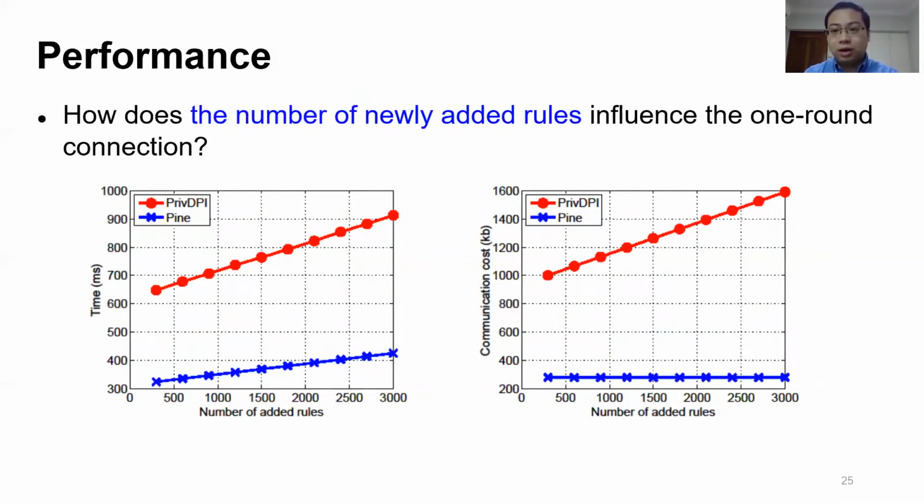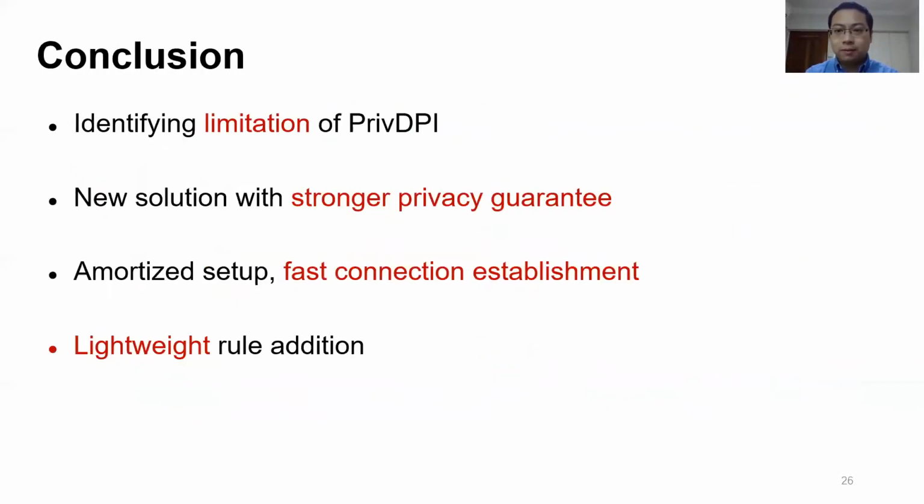We test the running time and the communication cost with 3,000 rules and 5,000 tokens when the number of newly added rules ranges from 300 to 3,000. As shown in this figure, Pi takes less time and bandwidth than PrivDPI. In particular, the communication cost of Pi is independent of the number of newly added rules, while PrivDPI is linear with the number of newly added rules.